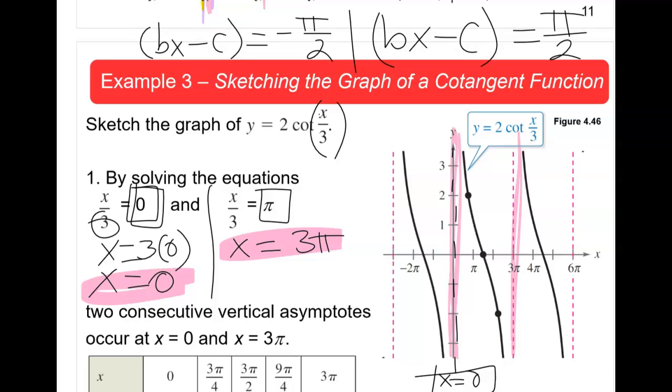The period for this one, just because we had a transformation, we had that 3 dividing the x, the period changes from pi to 3 pi. And you could always find out what the period is by calculating the distance between two consecutive asymptotes. So if you go from 0 to 3 pi, that's why I'm saying the period is 3 pi. So everything will still repeat for every 3 pi radians.